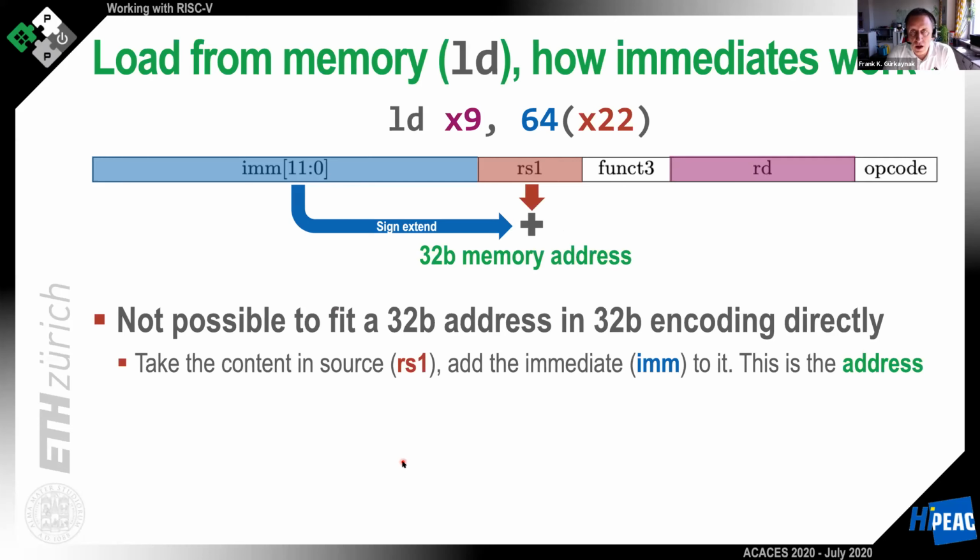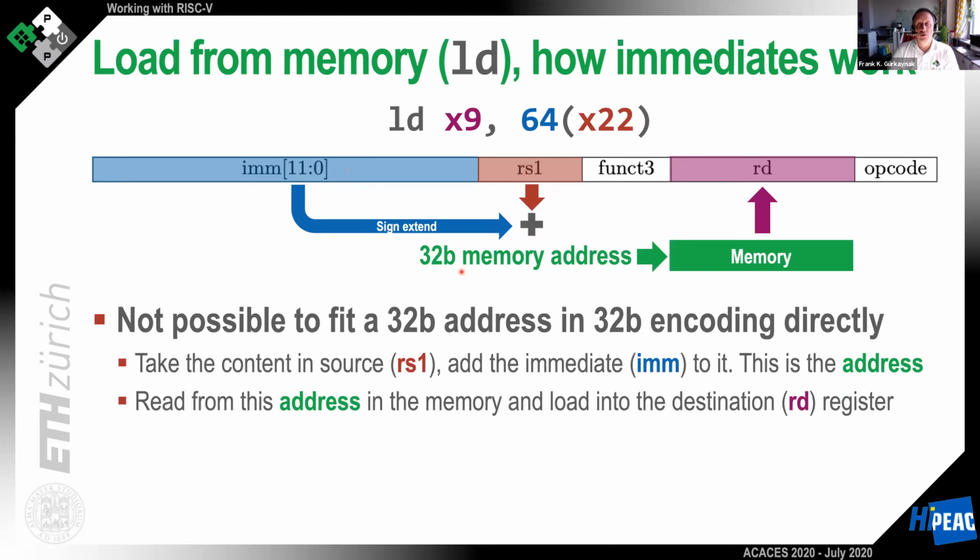I'm going to have a 32-bit value, an address, stored in one of my registers. This is X22. On top of that, I'm going to add an offset. This is the immediate value, a constant, and I'm going to add them together to have my memory address. So this will give me a 32-bit memory address. These 12 bits will be sign extended and added to the contents of the source register to generate the memory address. Now, from this address, I'm going to make a memory access and read the data, and the resulting value is going to be written into the register specified here. In this case, it's X9. This is the way it works.